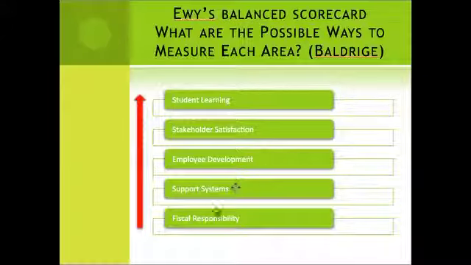This you recognize as UWI's strategy map. And so what are the possible ways to measure each of these learning targets or big areas identified in the business sector? Baldrige always measures their success in terms of their fiscal responsibility, support systems in education, employee development, stakeholder satisfaction, which leads to student learning.